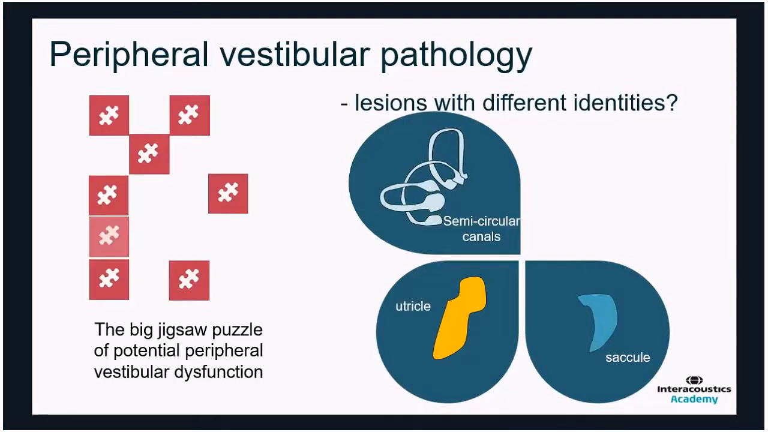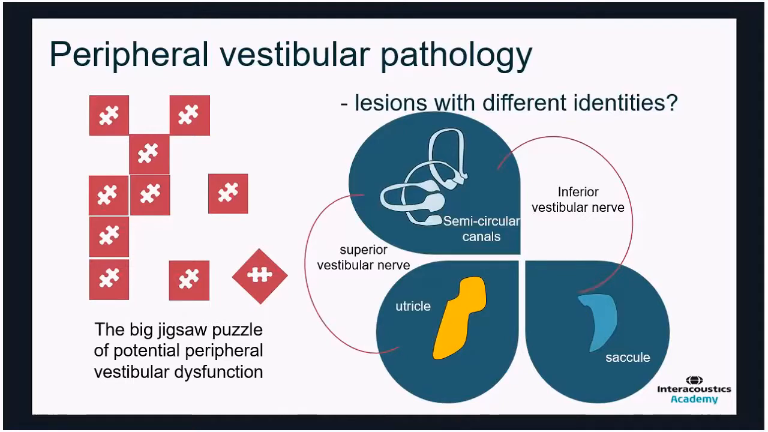What that presents to us when we do our testing and gather our data is almost what I refer to as the big jigsaw puzzle of potential peripheral vestibular dysfunction. We've talked about there being 10 points of touch with these vestibular sensory systems. What does that mean in terms of their presentation? How does that puzzle present itself to us, and what importance would it have in terms of the management?